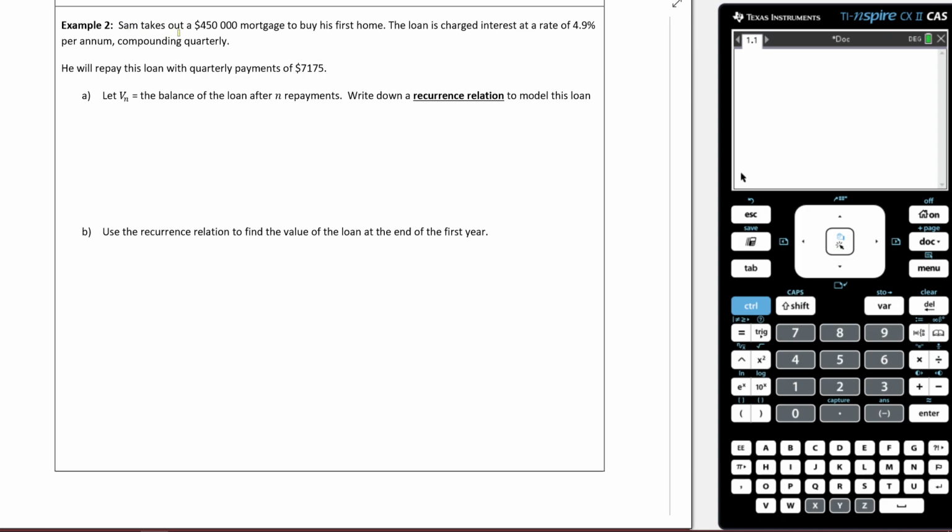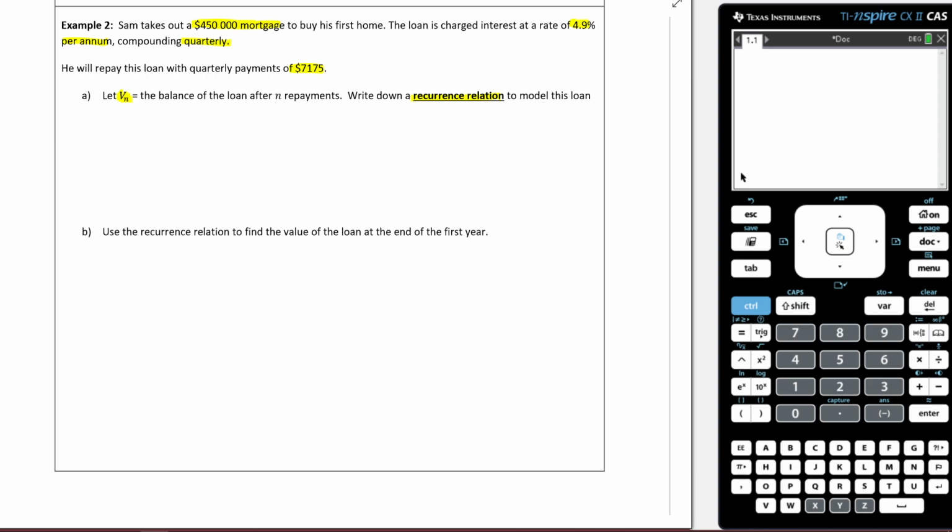It says Sam takes out a $450,000 mortgage to buy his first home. The loan is charged interest at a rate of 4.9% per annum, compounding quarterly. He will pay this loan with quarterly repayments of $7,175. Let V of n be equal to the balance of the loan after n repayments. Write down a recursion relation to model this loan.